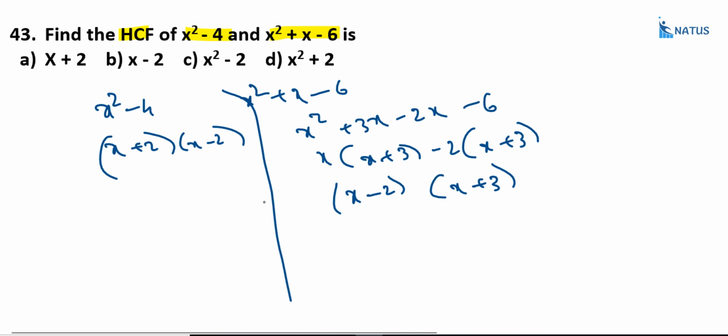Now what is the HCF? HCF is nothing but a common factor of these two, or not? What is the common factor of these two? x minus 2 is the common factor of these two. So what is the answer? Option B is the correct answer.